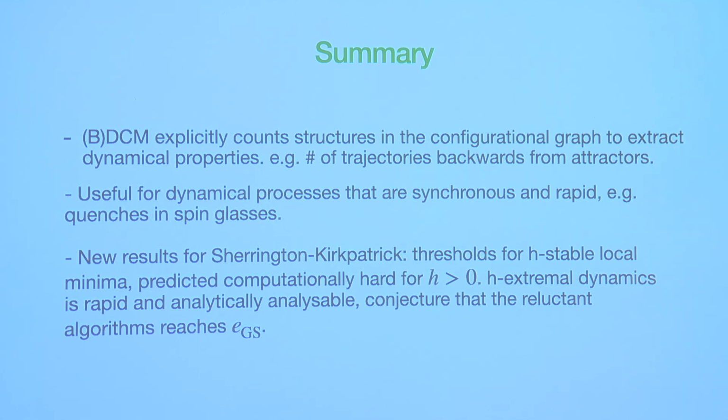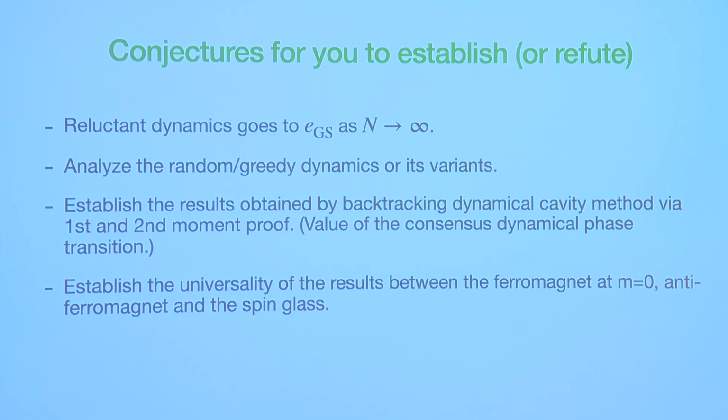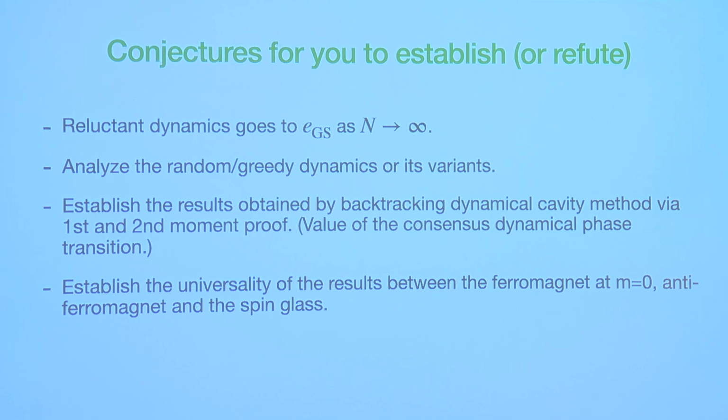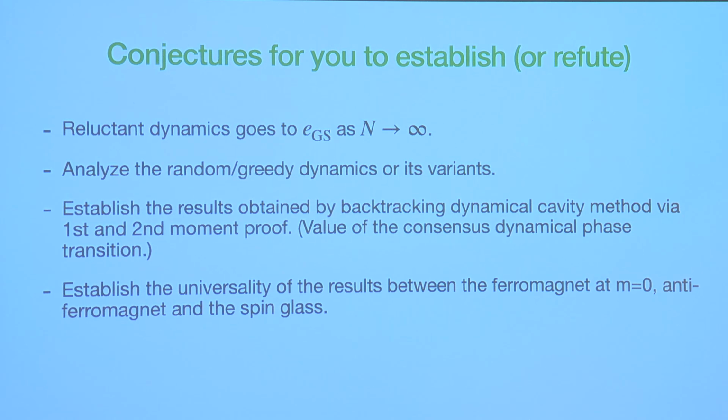And this is in particular useful for dynamical processes that are synchronous and rapid, such as quench in spin glasses, so not slow things. And this gives us some new results for the Sherrington-Kirkpatrick model that I presented. But maybe rather than summarizing what I told you, what are the conjectures that you can try to prove? So the first one, that the reluctant dynamics goes to the ground state, or refute. I would be happy with both, but this is curious.